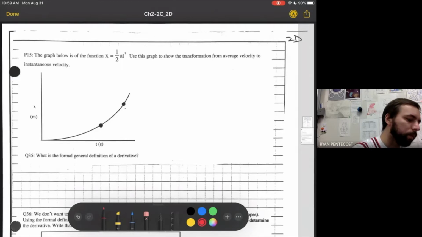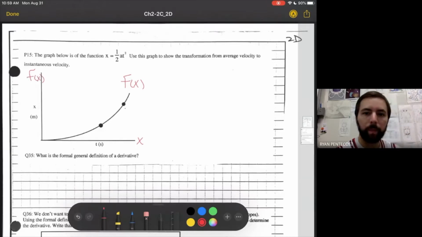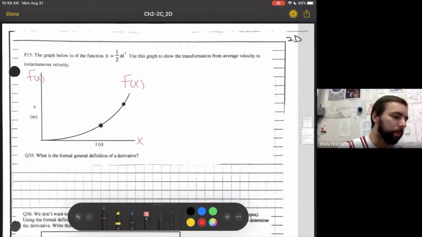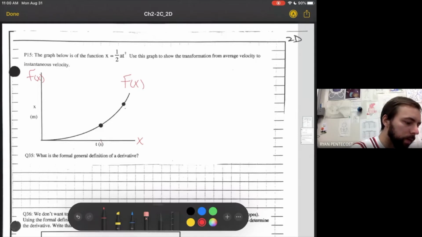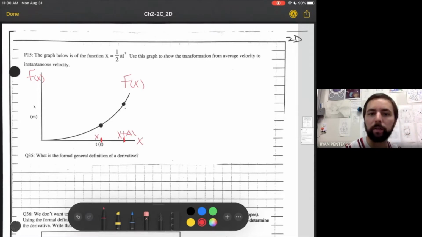Okay, so this is just f of x. Here is x. Here is f of x. Now, we are going to say that this is at some point x, and this is at some point x plus any delta x. It doesn't matter what the delta x is, because this is going to work for any point on the entire function.